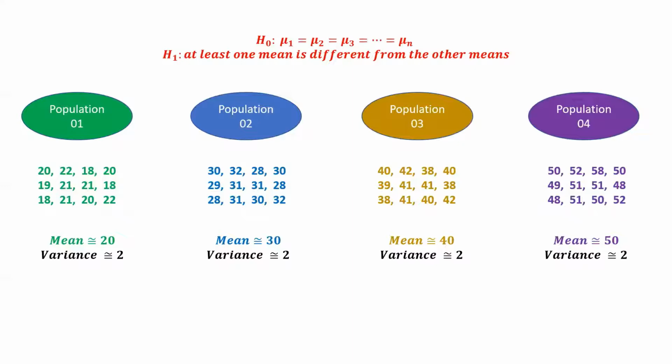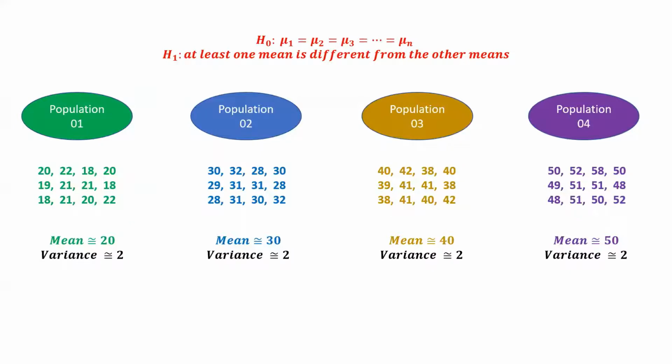Now, what do you think about these 4 means? What we have are the 4 sample means. What can you say about the 4 population means based on the sample means? Quite obviously, the population means are different.